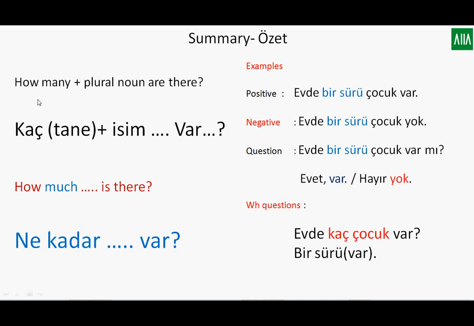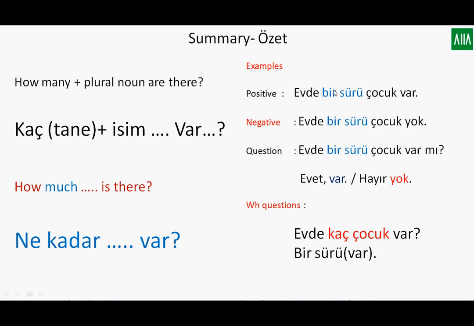Var. Okay. So when it comes to the how much form, we start like ne kadar blah blah var. Example, how much water is there? How much time is there? Let's get to one simple example before I finalize my lesson here. Positive, negative, and question form. The English translation of the sentence is there are a lot of children. A lot of means bir sürü, which can be used in both informal and formal ways in Turkish.